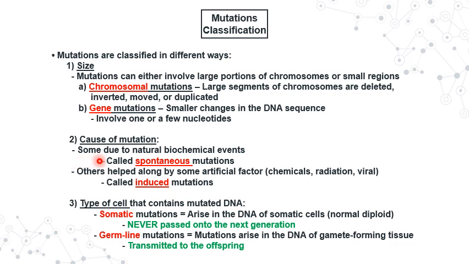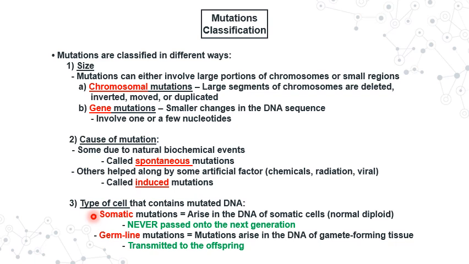Some mutations happen naturally, so you call those spontaneous. Some mutations happen because you introduced something to cause the mutation. So those are called induced types of mutations. Like when you put in a certain drug that is going to interfere with your DNA, then that's an induced type of mutation. Now, this is important here.